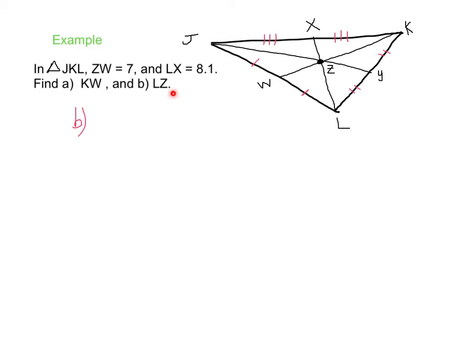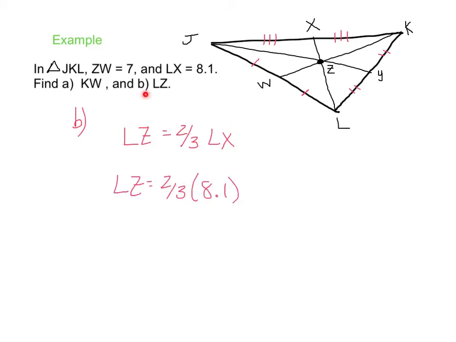Okay, so LZ would be here, and this is part of the big sum of LX. So again, using our centroid theorem, we know that LZ, the length from a vertex to the centroid, is equal to 2/3 of the total length. So 2/3 of LX. Well, don't we know what LX is? LX is 8.1. So LZ is equal to 2/3 times 8.1.